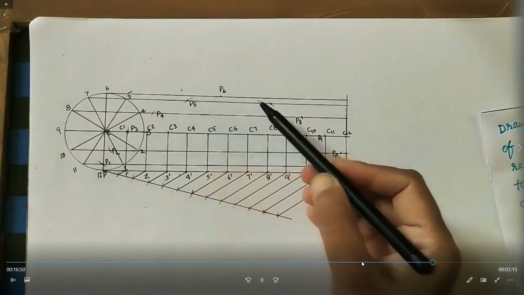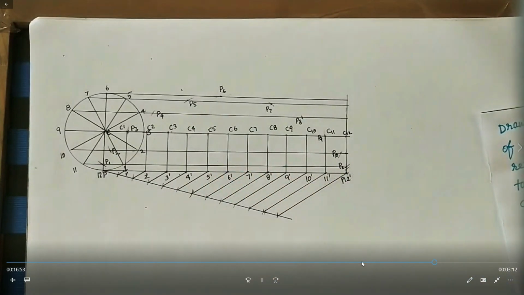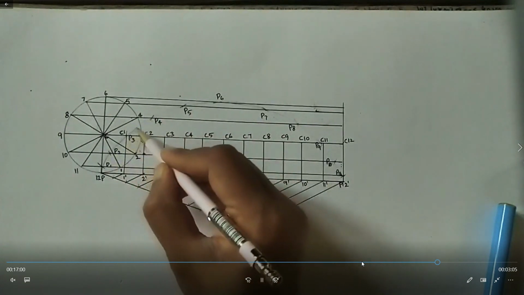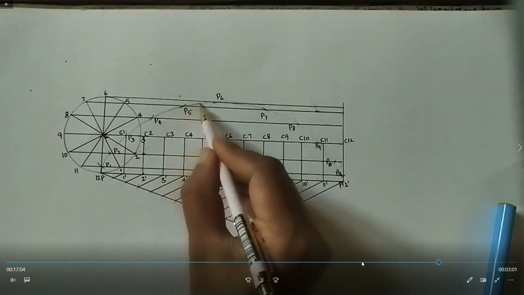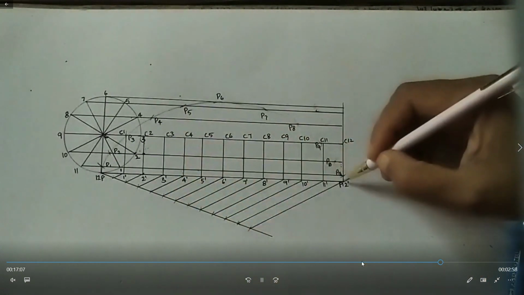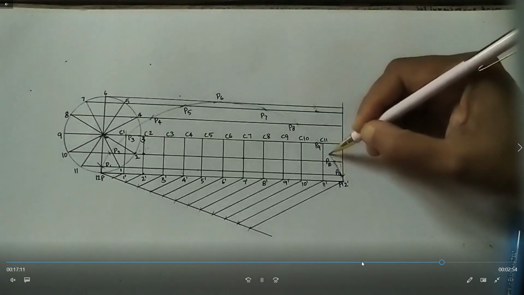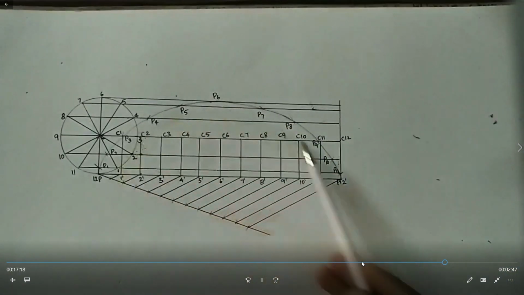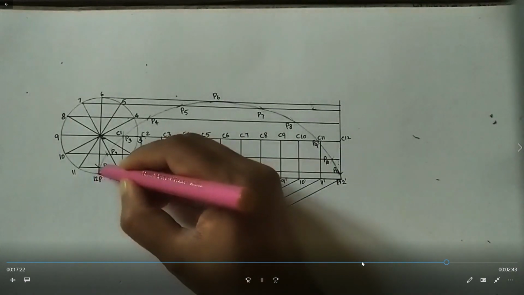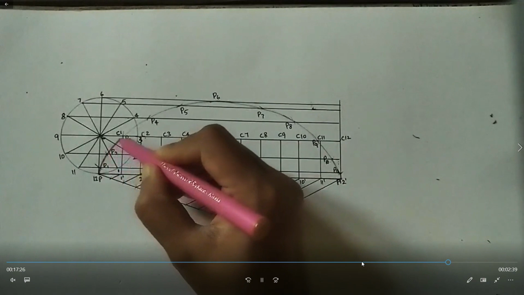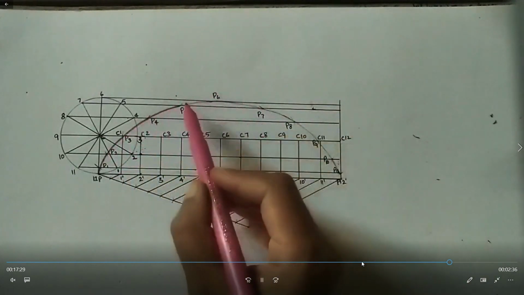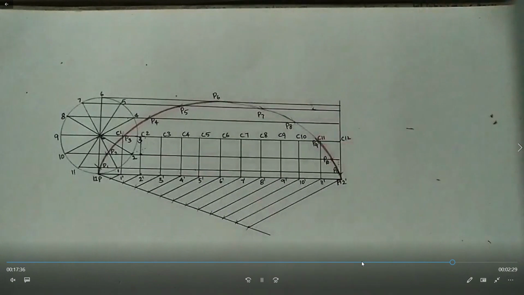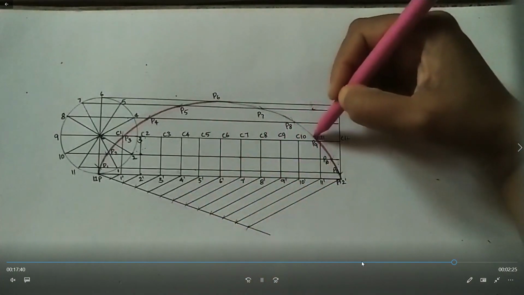Now we join each point: P1 to P2, P2 to P3, P3 to P4, P4 to P5, P5 to P6, P6 to P7, P7 to P8, P8 to P9, P9 to P10, P10 to P11, P11 to P12. Okay. So now we draw this. We observe a smooth curve drawn freehand. This is the cycloid. In this way, you freely draw the smooth curve.